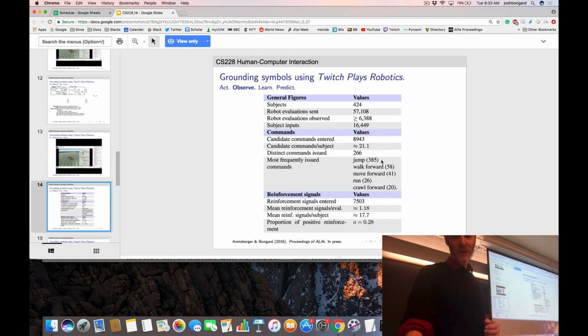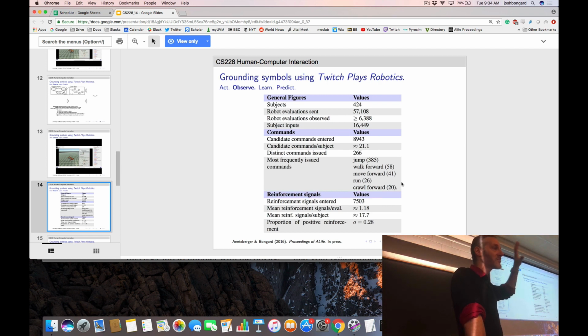The most popular command was JUMP, and that was issued 385 times to the robot, followed by walk forward, move forward, run, crawl forward. So we were excited to see that the 5 most popular commands were short and very motoric. These are things that there's a good chance that the robots actually will be able to learn. The crowd had issued proof for Fermat's last theorem hundreds of times and provided positive and negative reinforcements. We were probably going to be out of luck.